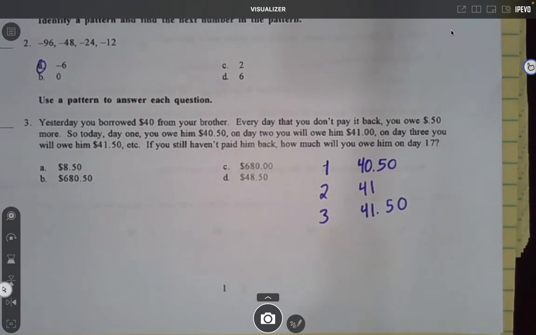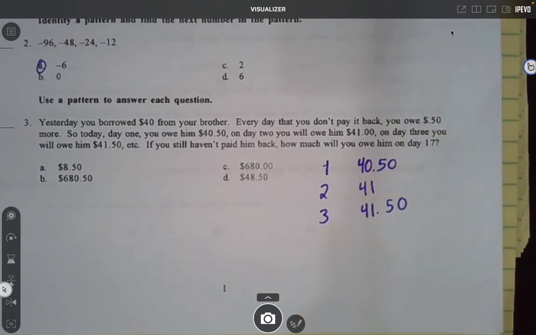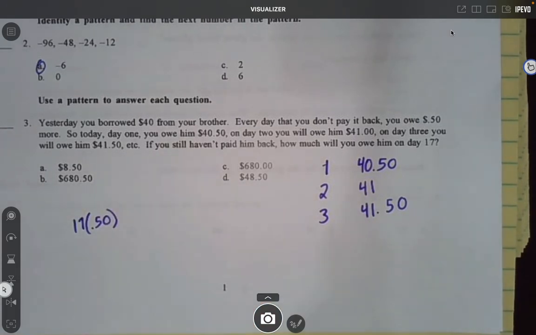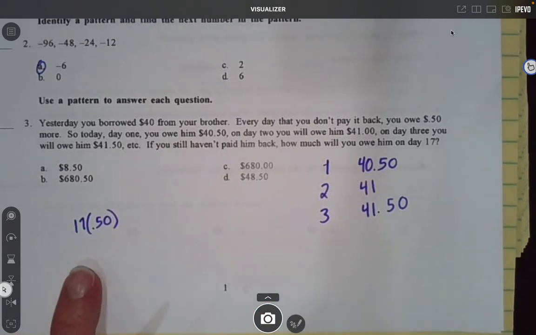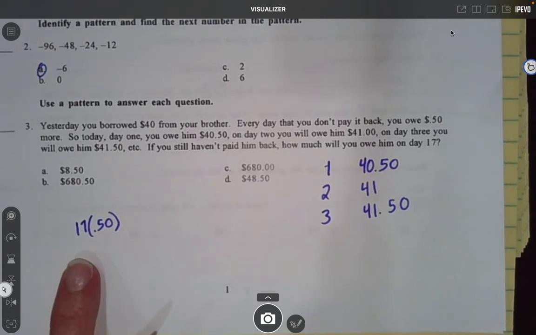50 cents, and then you add it to 40, right? And I wouldn't even make the table, I don't think. I would just say each day I owe. Looking at the answer choices, it's not going to be 680. Yeah, with just 50 cents a day, $40.